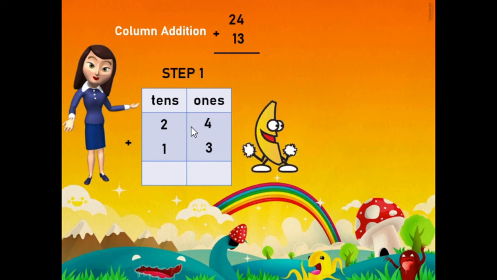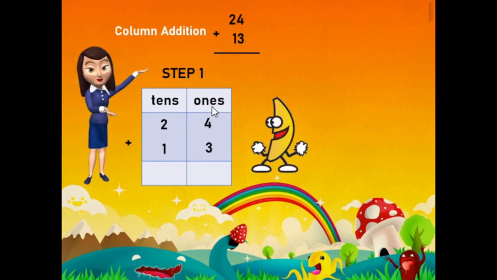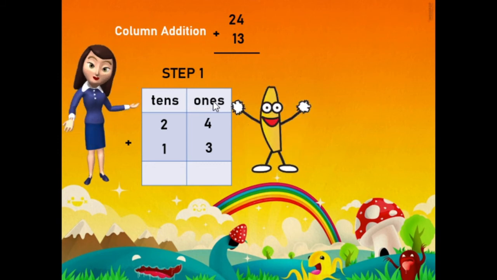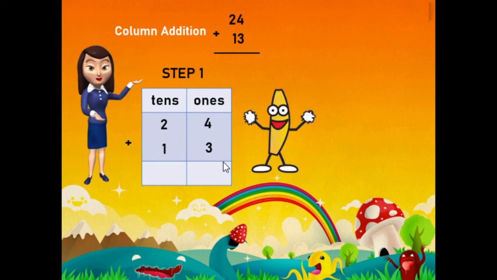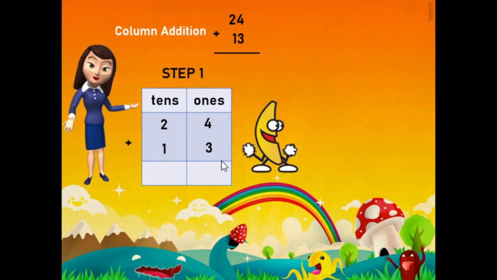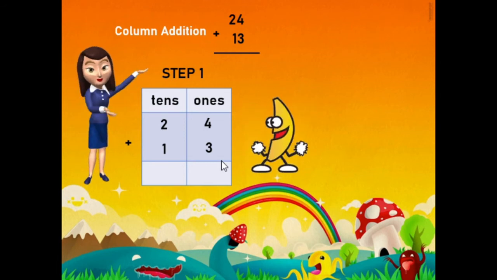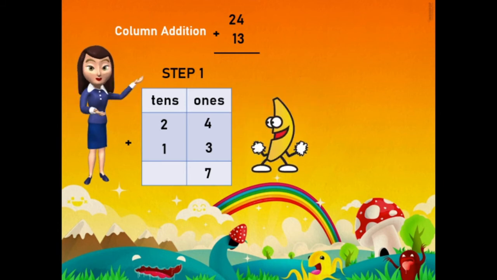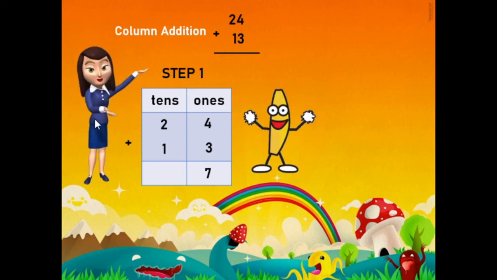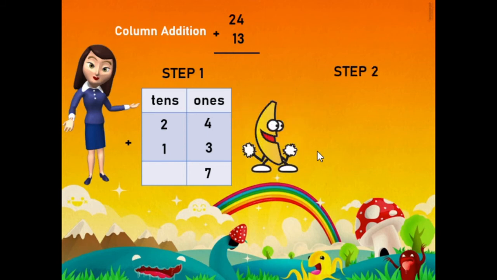And then we are ready to add them together. But first, we're going to start adding with the ones place. So we have 4 plus 3. 4 plus 3 is equal to 7. Very good. That ends step 1.